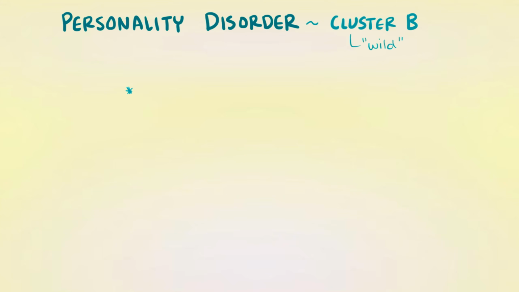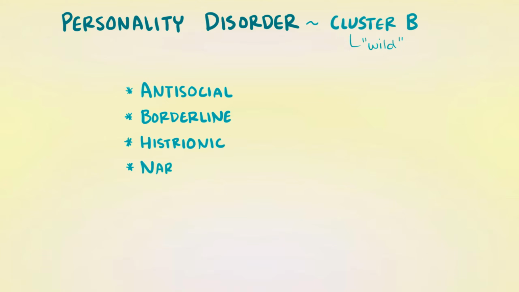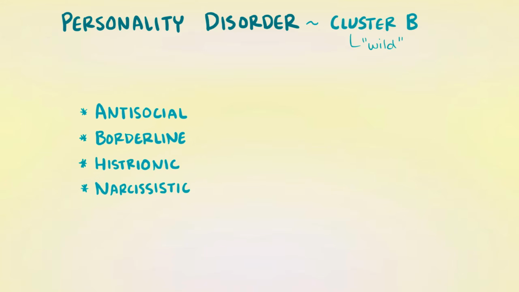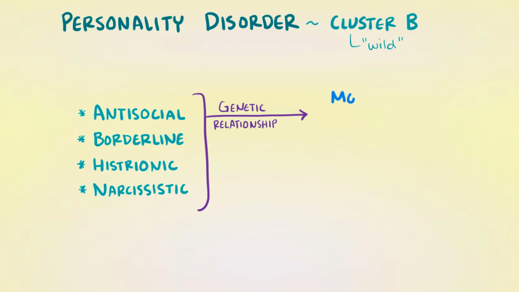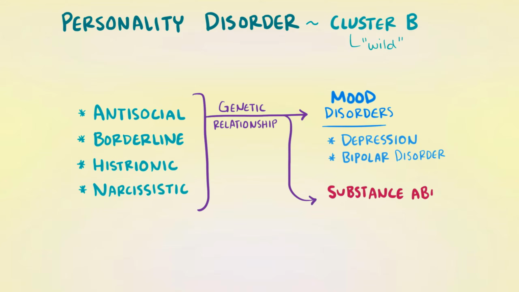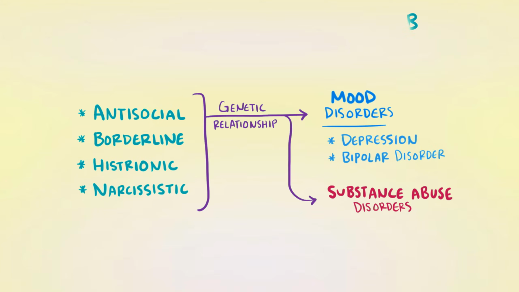Cluster B includes Antisocial Personality Disorder, Borderline Personality Disorder, Histrionic Personality Disorder, and Narcissistic Personality Disorder. All 4 of these have a genetic relationship with mood disorders like depression and bipolar disorder, as well as substance abuse disorders. Okay, so Antisocial Personality Disorder.